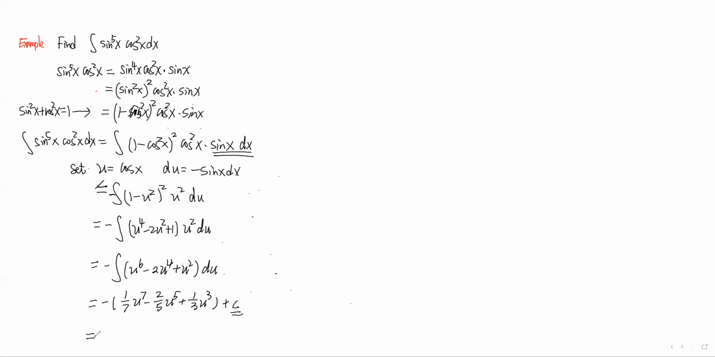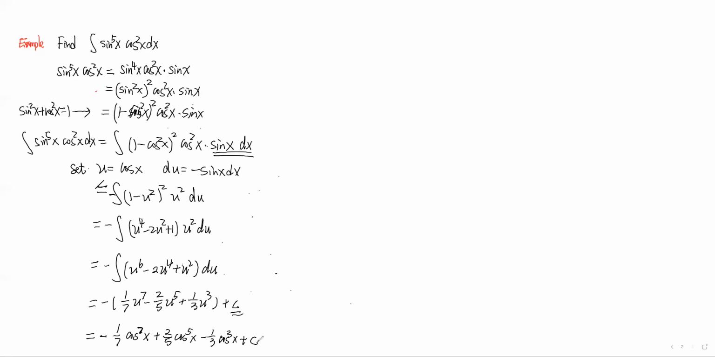And you cannot leave u here. You have to write your u as cosine x. This is negative 1/7 cosine to the power 7 x plus 2/5 cosine to the power 5 x minus 1/3 cosine to the power 3 x plus the constant. Okay.